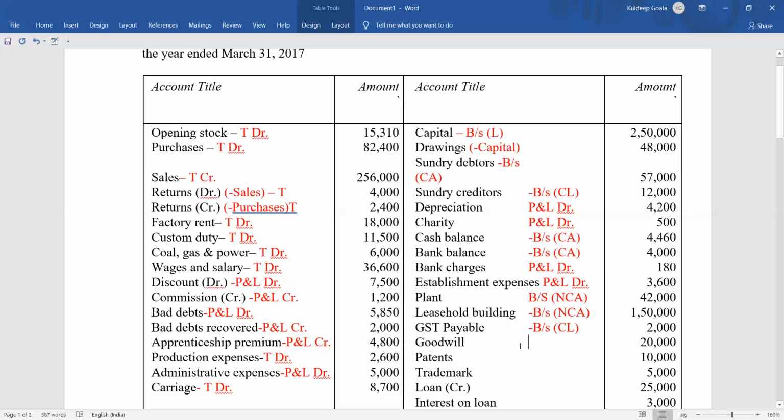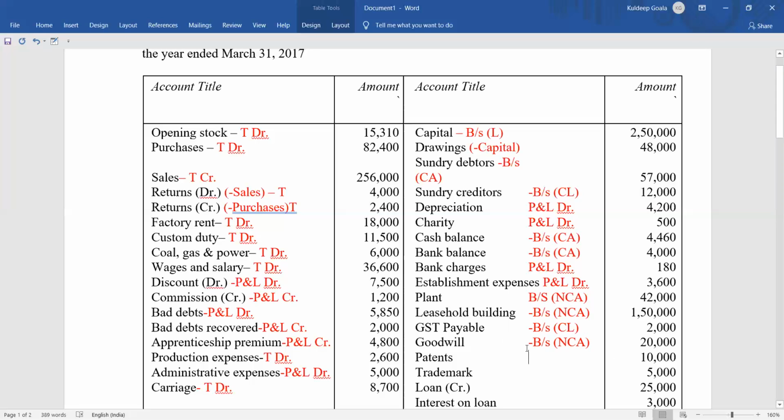Then goodwill, it will be again a balance sheet item, that also balance sheet non-current asset. Remember, goodwill will be placed at the top of all the assets if you are following the permanency method, and if you are following the liquidity method, it will be placed at the bottom of all the items.